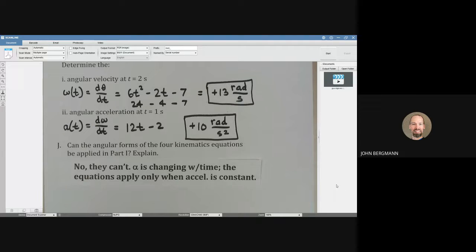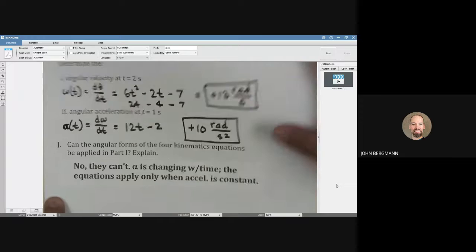And that's because we can see in this equation, whoops, look at that, I made a mistake. This shouldn't be a, should it? It should be alpha. Silly Mr. B right there, that's alpha, that's not a. Alpha is changing with time, and you can't use those equations if the acceleration is changing. And you can look here, it's changing. Depending on what the time is, the acceleration is going to be some different value. So there you go there.